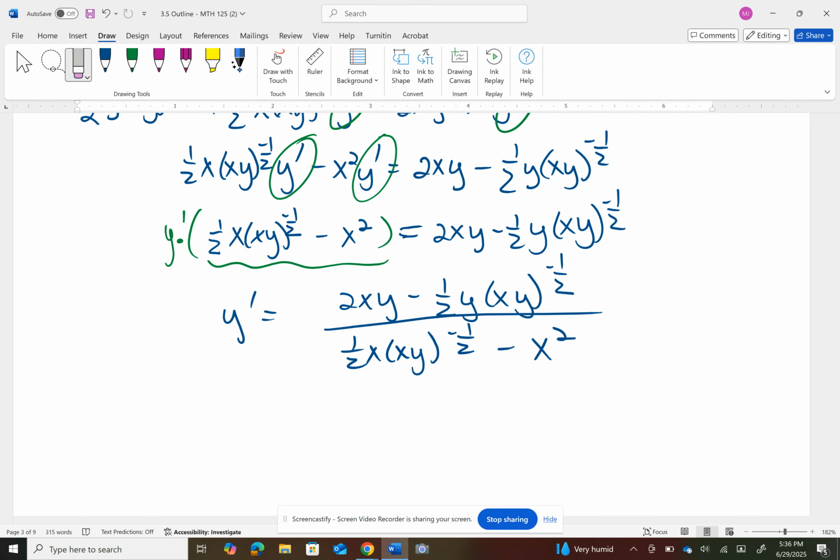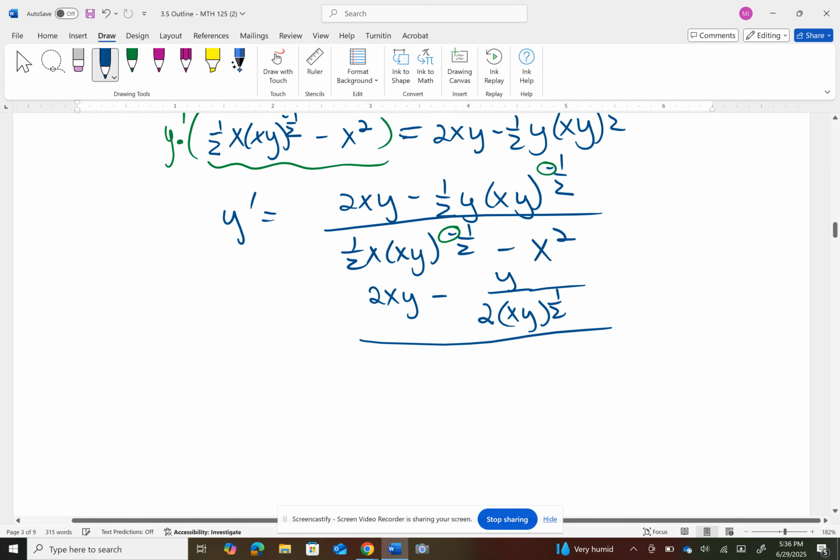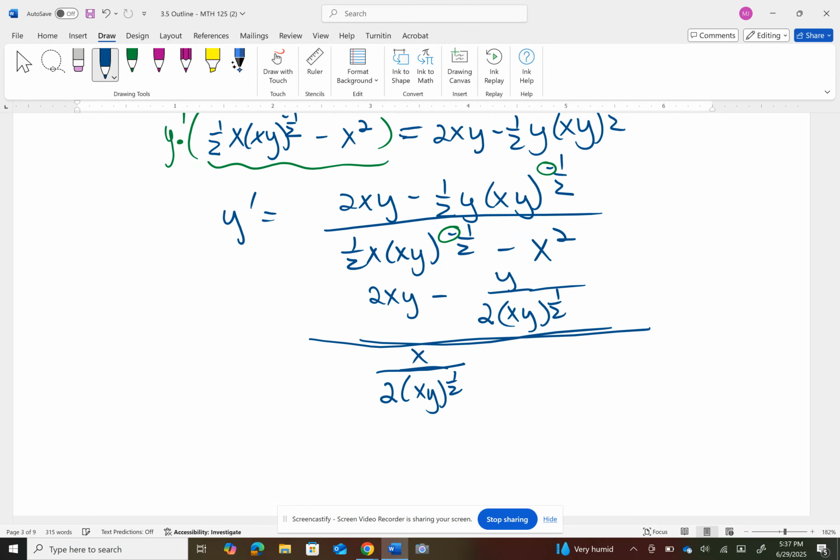I think what I'll do to try to explain it here is rewrite without these negative exponents. So you really have a 2xy minus a y on top and then a 2 with an xy to the 1/2 on the bottom. I would keep it in exponents for a little bit longer until we clean everything up. Then here I have an x on top with a 2 and an xy to the 1/2. But I'm keeping it all below that large fraction bar, minus the x squared.